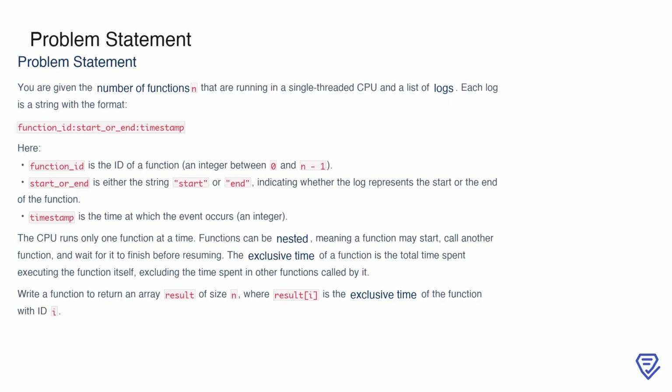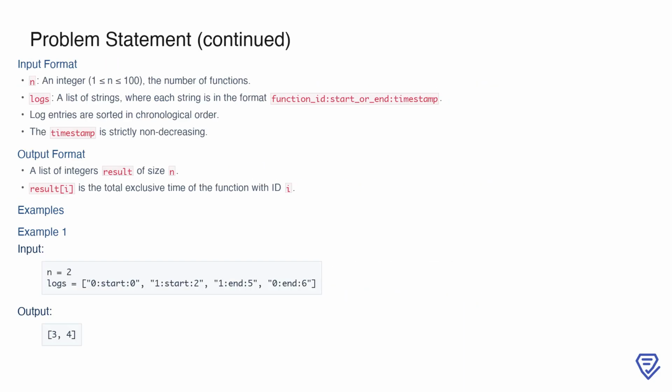A key point to note is that the CPU can only execute one function at a time. Functions can also be nested, meaning one function might call another and wait for its completion before resuming. The goal is to calculate the exclusive time for each function, which refers to the time spent executing the function itself, excluding any time spent in nested function calls. The result should be an array where the value at index i represents the exclusive time of the function with id i. To better understand the problem, let's go over the input and output formats.